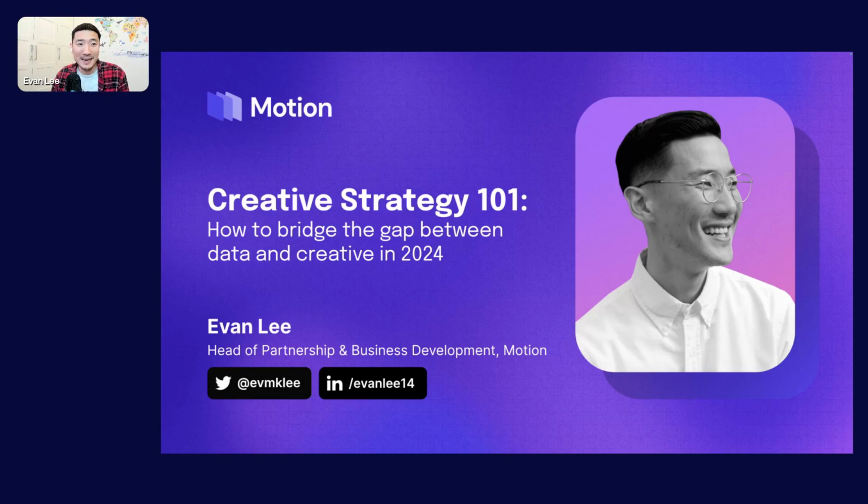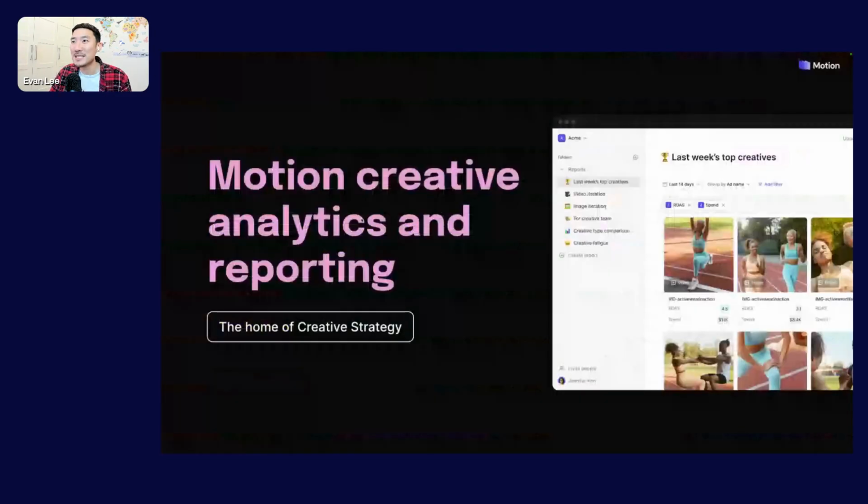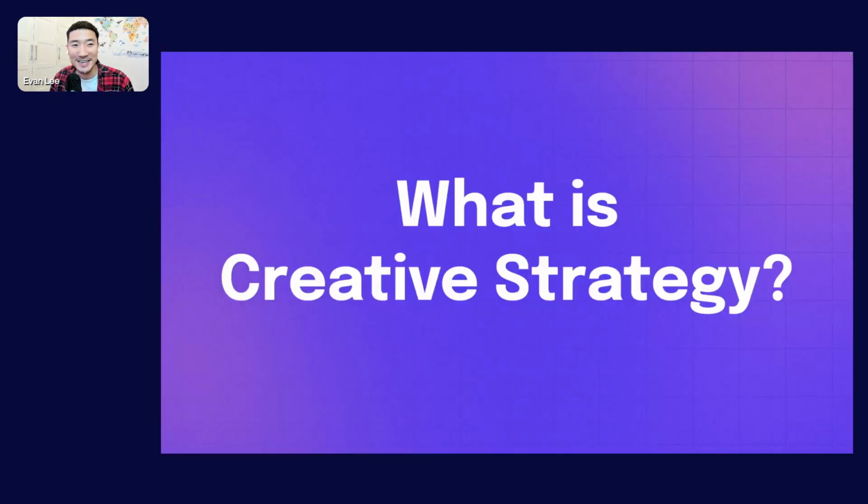So the first thing I wanted to talk about is, why am I here? And why am I talking to you about this versus somebody else? The main reason is because at Motion, we are the home for creative strategy. So everything happens within Motion. But you might be asking yourself, Evan, what the heck is creative strategy and how does that come to life? I think the right way to set the stage is first align on what creative strategy is so we speak the same language, and then we're able to address it and move forward accordingly.